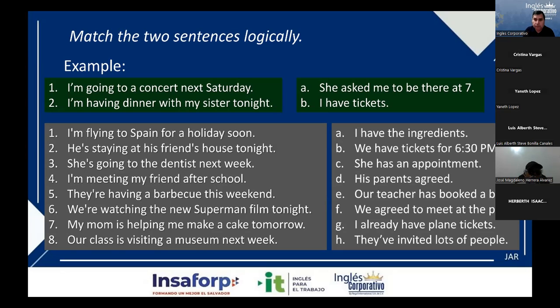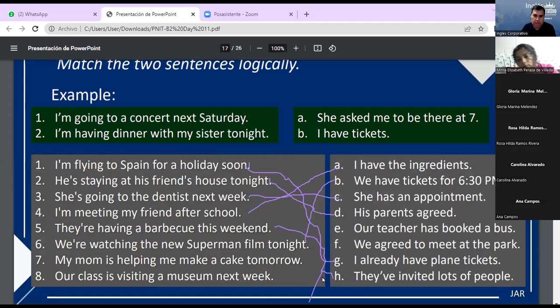Cuando falta. Our teacher has booked a bus. Pero lo que dice en la número 8, nuestra clase visitando el museo la siguiente semana. Sí. Our class is visiting a museum. My mom is helping to make, la mamá está ayudando para hacer un pastel mañana. Esa es la letra A. Mi mamá me va a ayudar a hacer un pastel mañana.